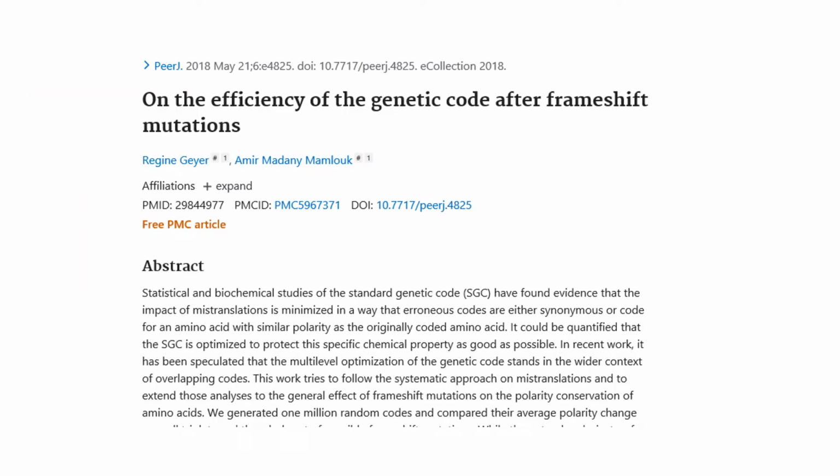So here I'm showing you a paper that undertook this analysis. And look, this paper is from May 2018, so you can see that this is really now the cutting edge of science. And it looked at the ability of the standard genetic code to resist point mutations, frameshift mutations, translational errors, and compared the standard genetic code to 1 million randomly selected codes.